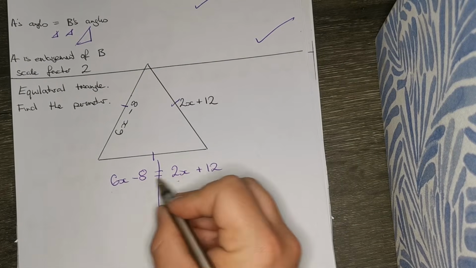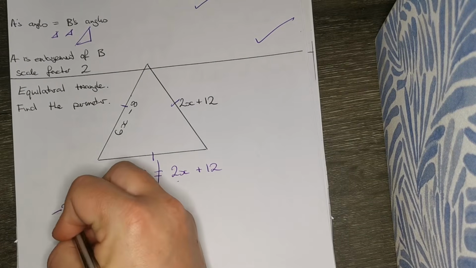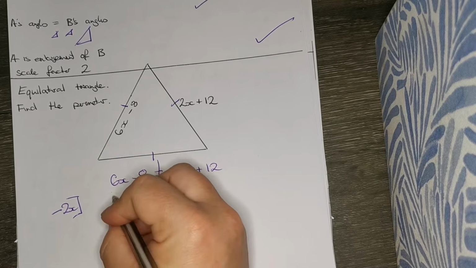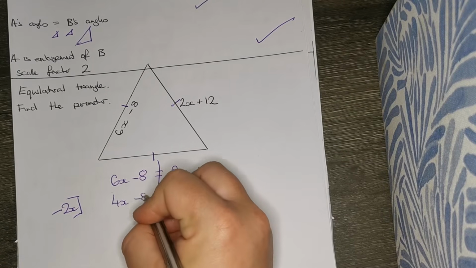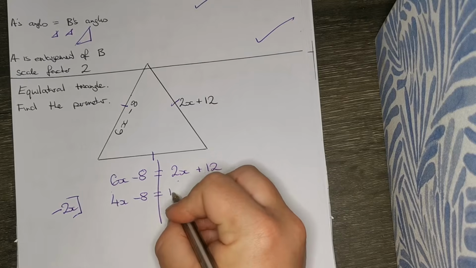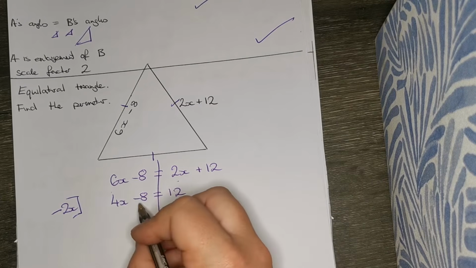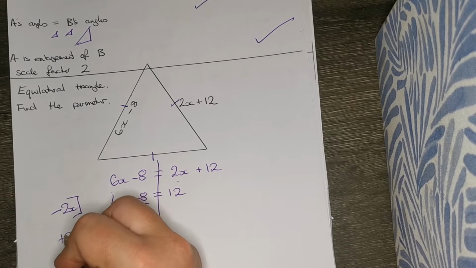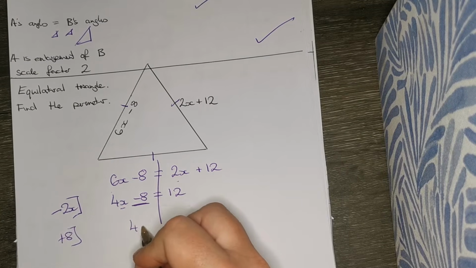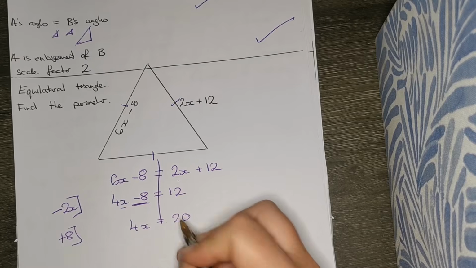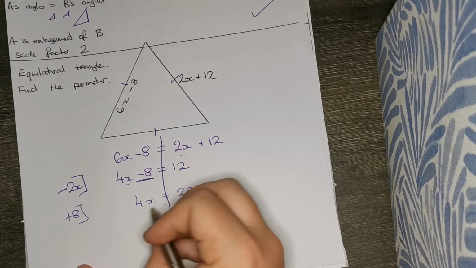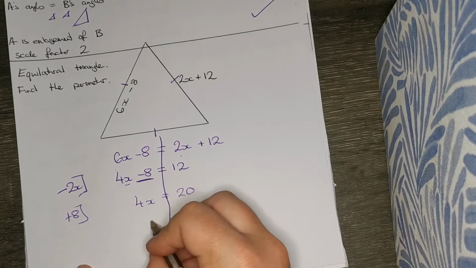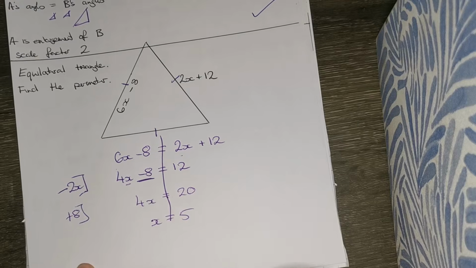So if you've got x's on both sides, always get rid of the smallest amount of x. So take away 2x would give me 4x minus 8 equals 12. Now if I get rid of the minus 8 to try and get that x on its own, I'm going to add 8, give me 4x equals 20. 4 times the number is 20, that number must be 5.